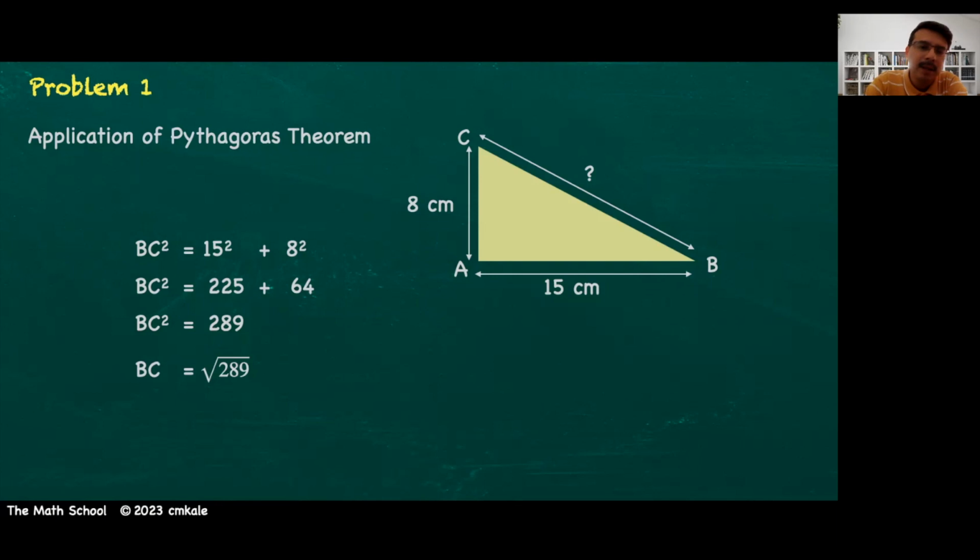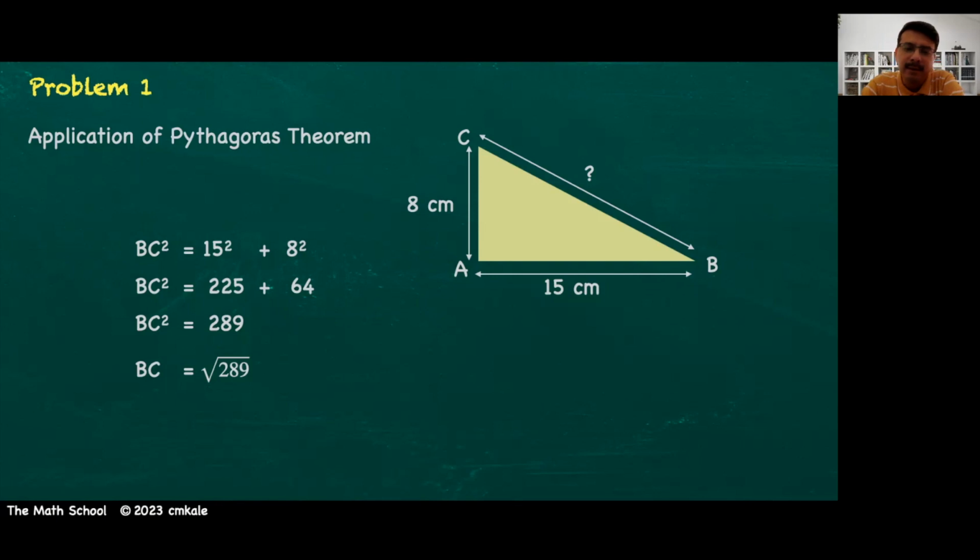Now, again, recollect our quick estimates of estimating square roots. What is the likely units digit of the square root of 289? Since 289 is a square number ending in 9, the square root should end in either 3 or 7, because 3 square is 9 and 7 square is 49, both end in 9. So the square root of 289 should end in 7.